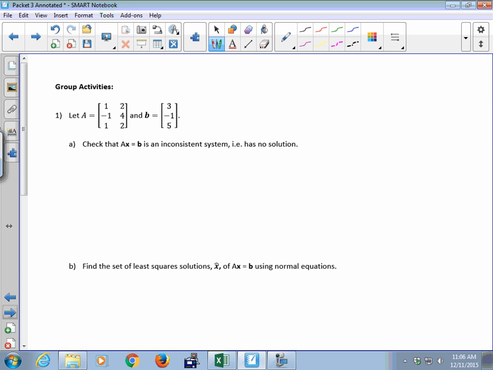So in this first problem for your activities, I'm going to have you at first do it the way we just developed. And then it turns out that these columns actually are orthogonal, so you can do it the other way also.